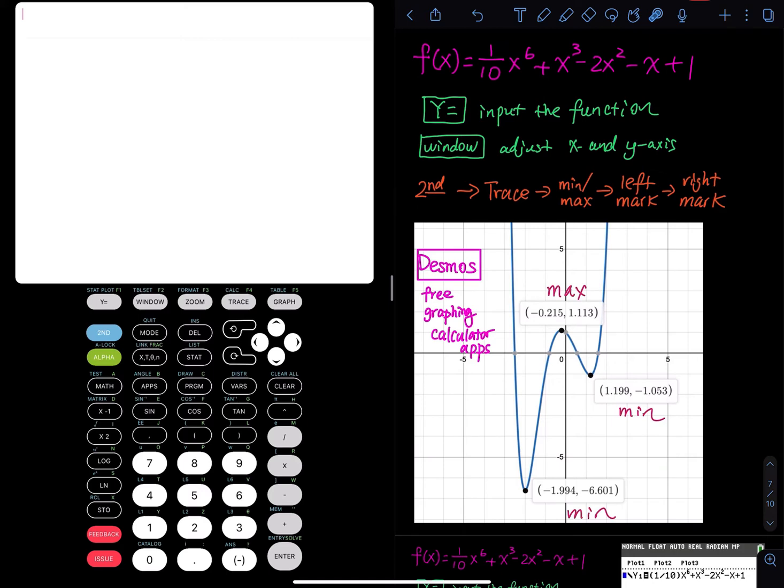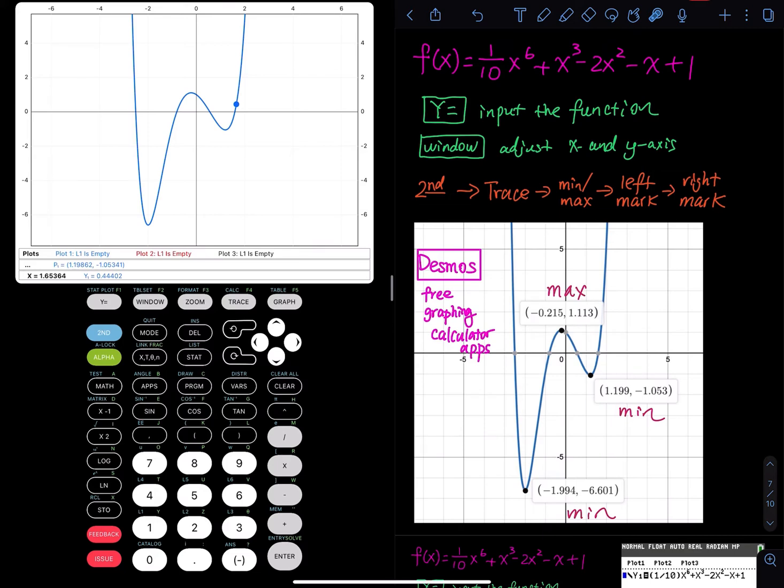The first thing you have to do is press y equal, and then input the function. Make sure you use the parentheses correctly and type everything correctly. If this is wrong, everything else is wrong. Once you are done, hit window and make sure the window is right. For the x-axis and the y-axis, I want them to go from -10 to 10, and each mark is 1 unit long. Once that is done, I will hit graph, and I will get the curve right away.